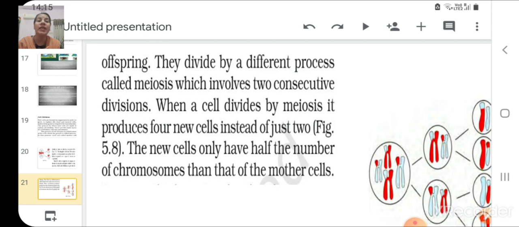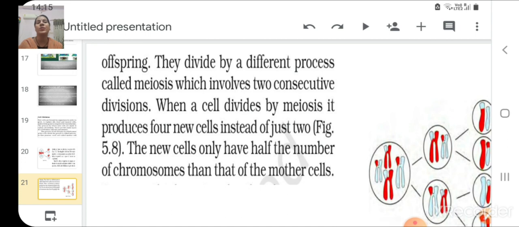So when a cell divides by meiosis, it produces 4 daughter nuclei. And in the case of mitosis, what did you learn? That only 2 daughter nuclei are formed. And here in the case of meiosis, 4 daughter nuclei are formed. Mitosis takes place in somatic cells and meiosis takes place in reproductive cells or germ cells.